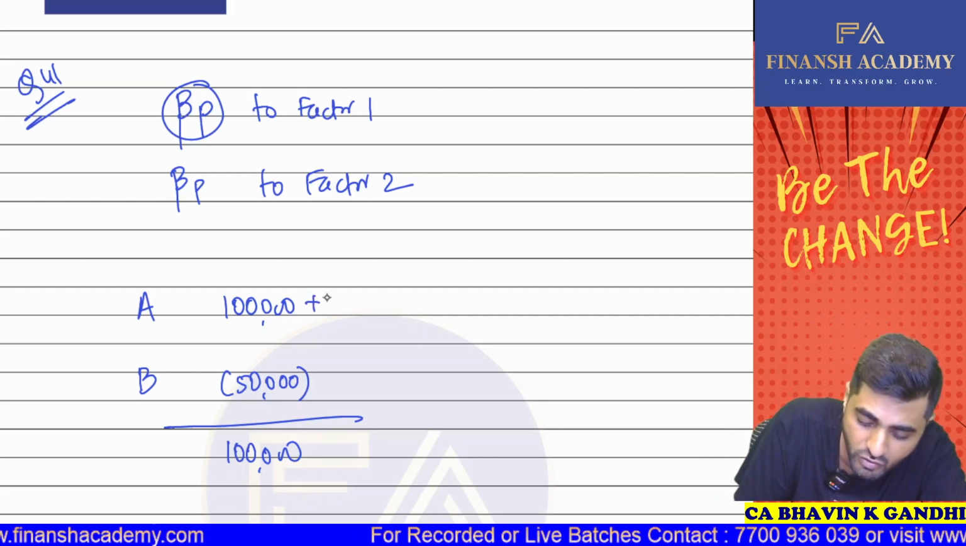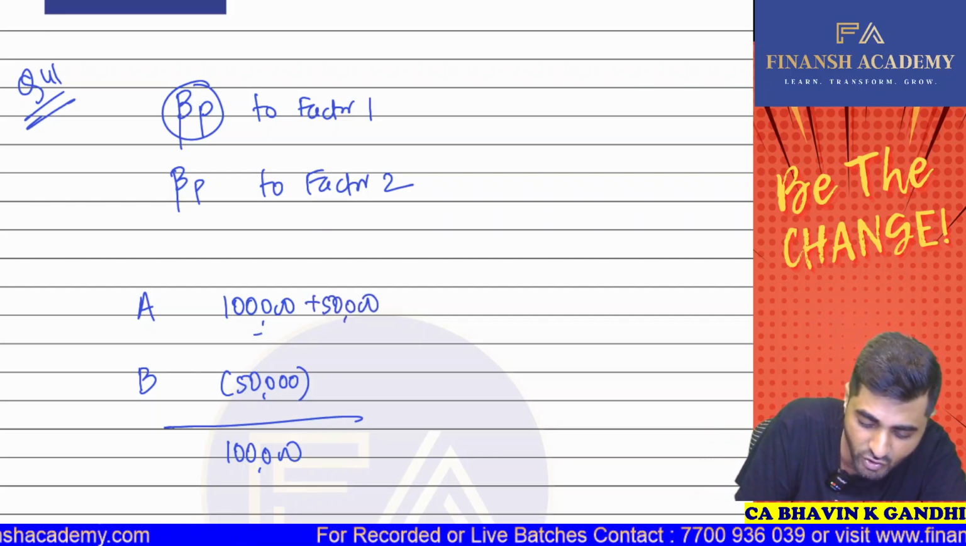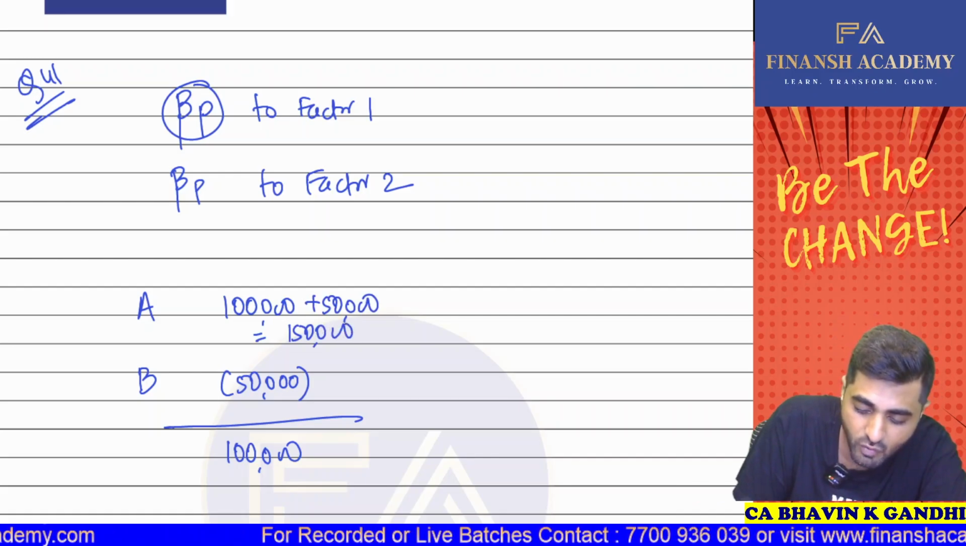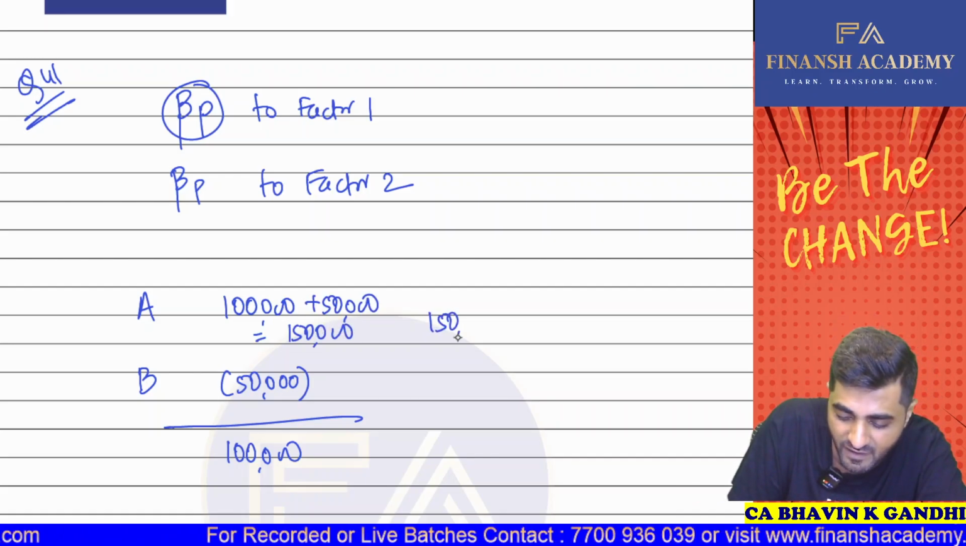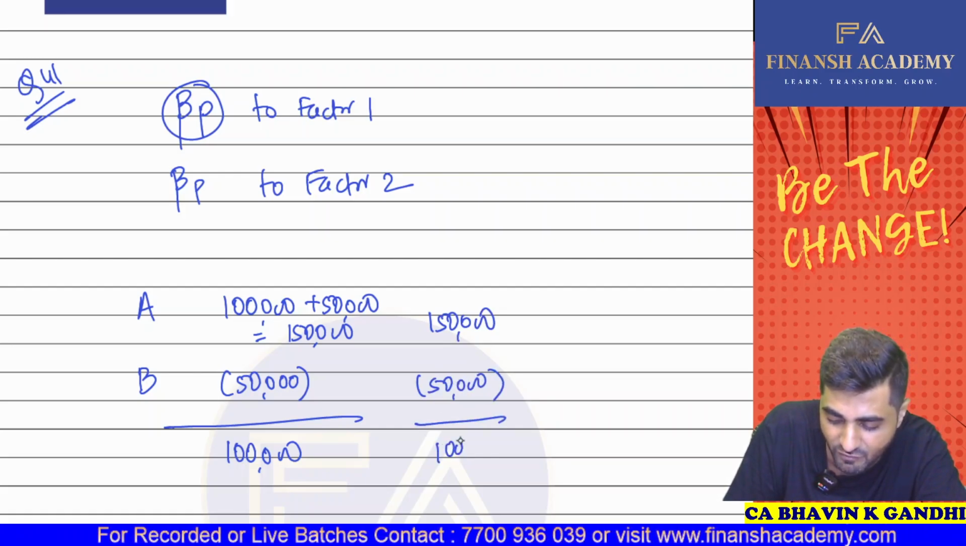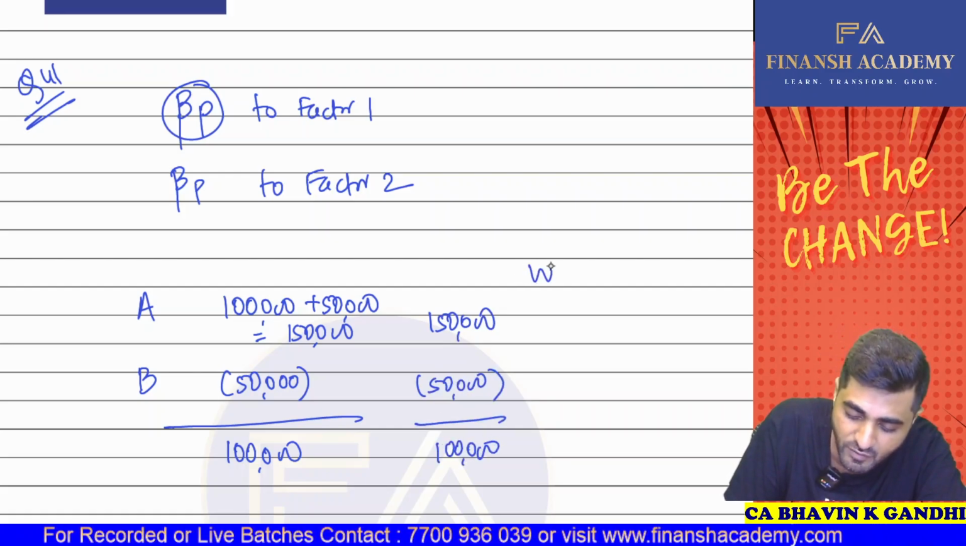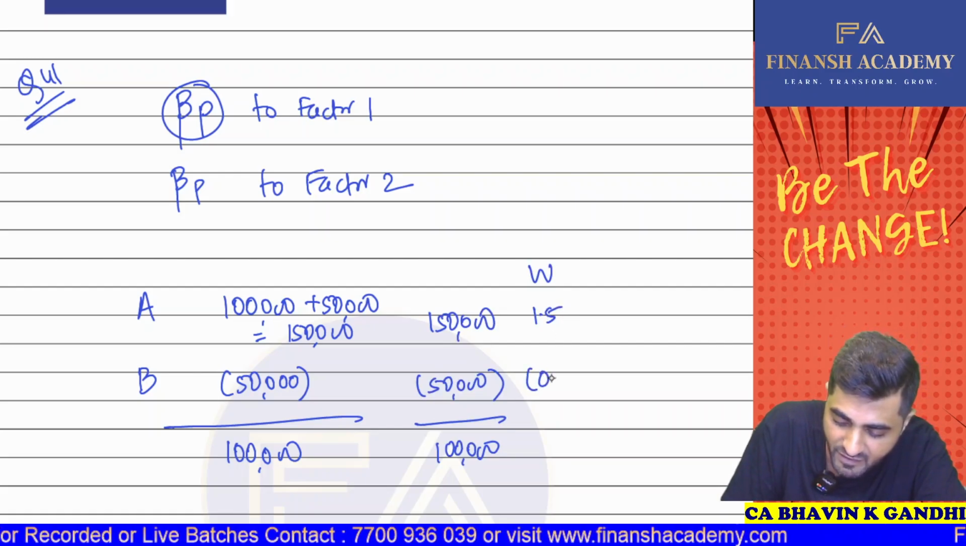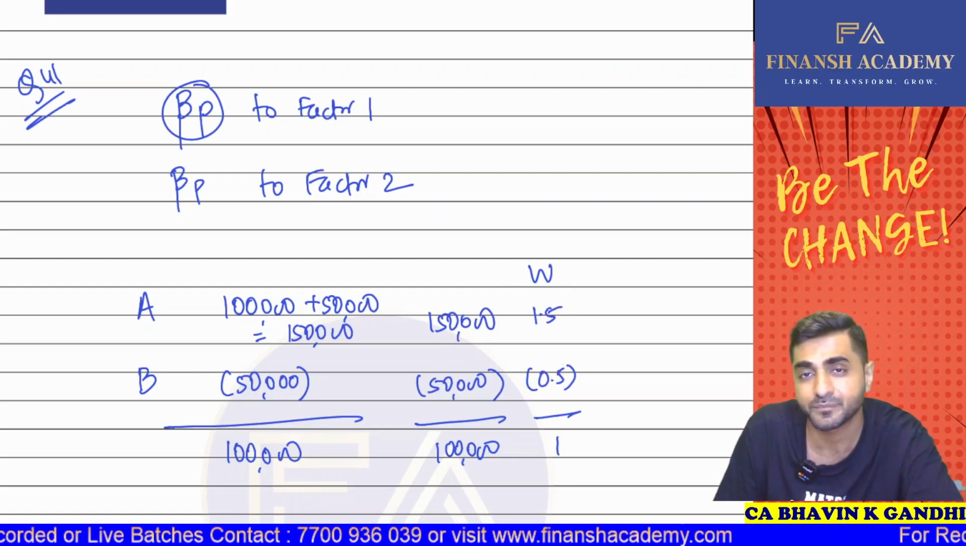So that is why now your security A investment is going to be 1,50,000. So what will be your weights now? It is 1,50,000 of security A and negative 50,000 of security B, because ultimately we have 1 lakh rupees only. So that is why your weights will now be 1.5, negative 0.5 and 1.